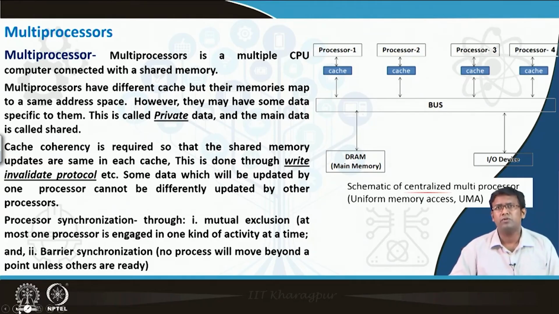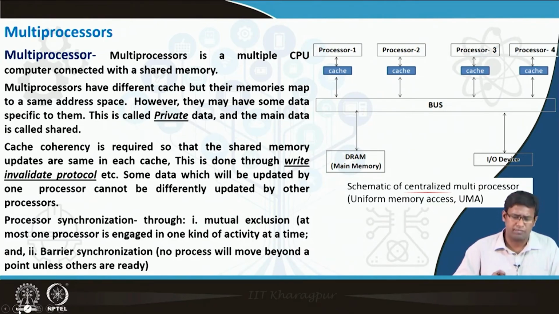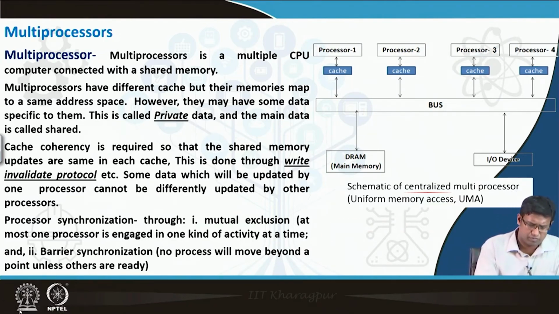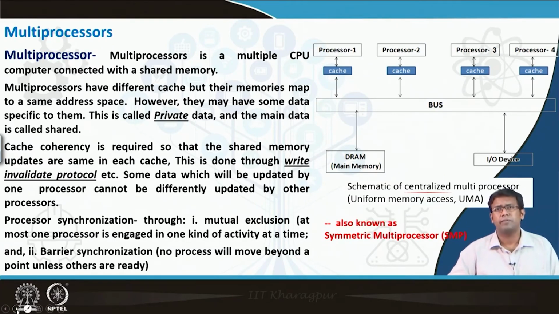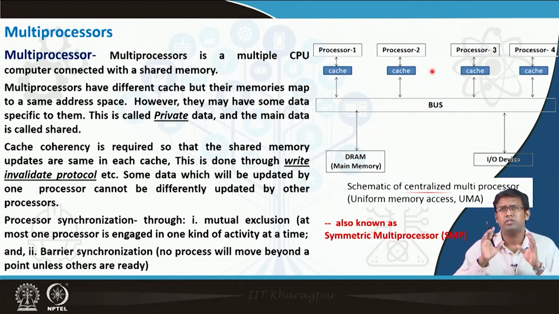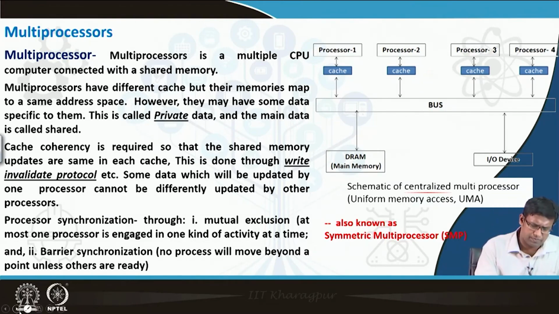This is known as uniform memory access, or UMA. A centralized multiprocessor is also known as UMA, and very commonly referred to as a symmetric multiprocessor, or SMP. It is called uniform memory access because there is one single address space, one piece of memory connected with the bus, which is visible by all the processors. This memory is uniformly visible by all the processors.